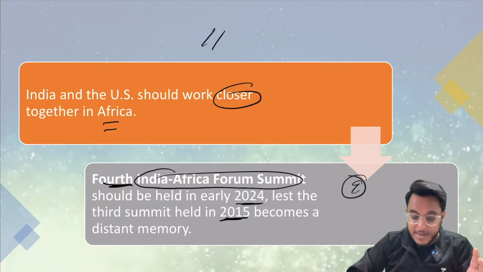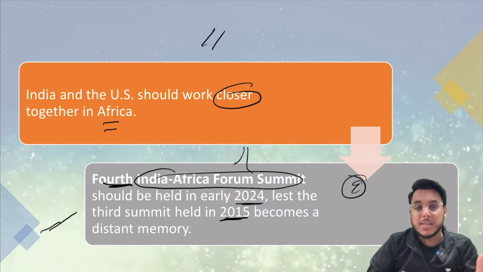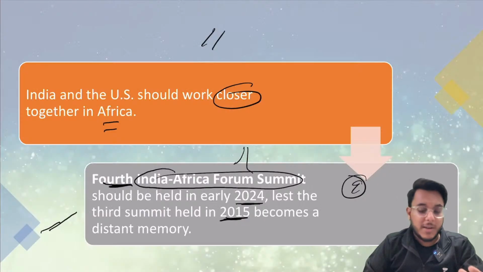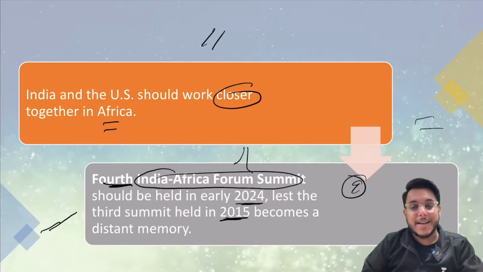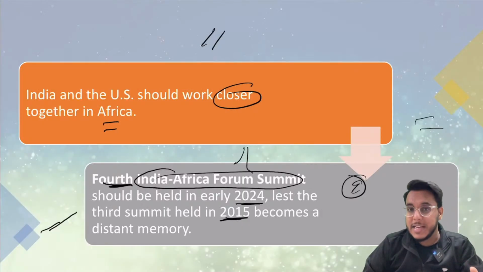So if we don't immediately organize the India-Africa Forum Summit, the last summit will become a memory. Therefore, we need to focus. So these are, guys, all the dimensions with respect to India-Africa relations and the potential in this direction.